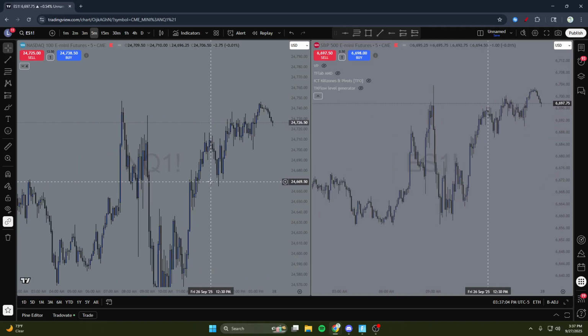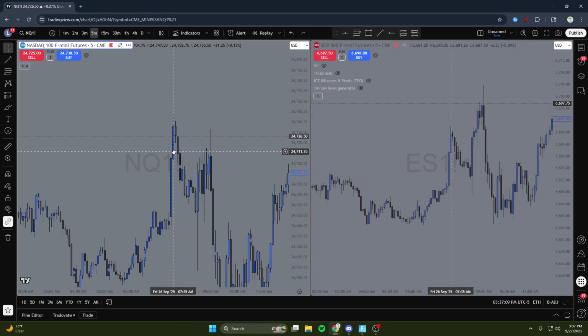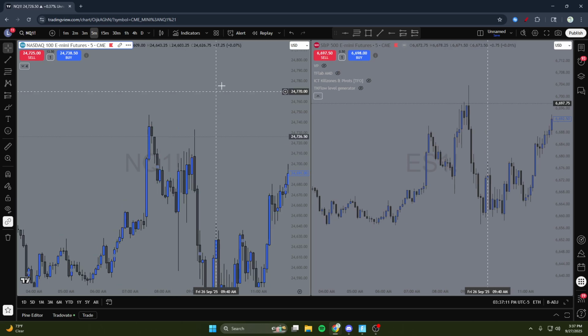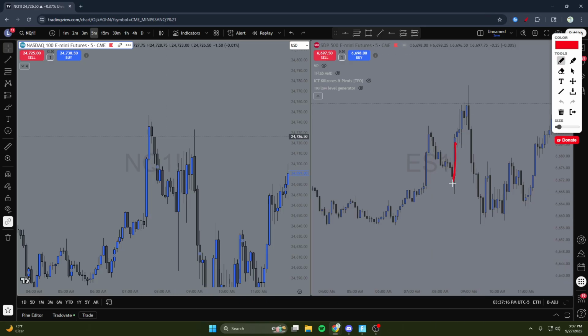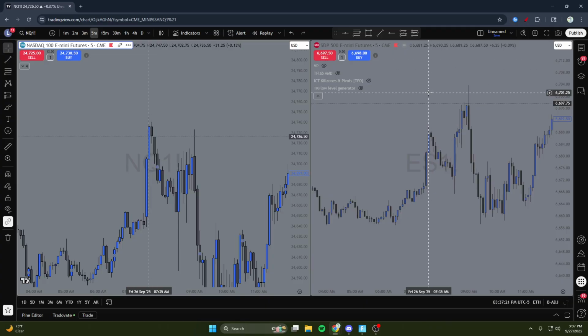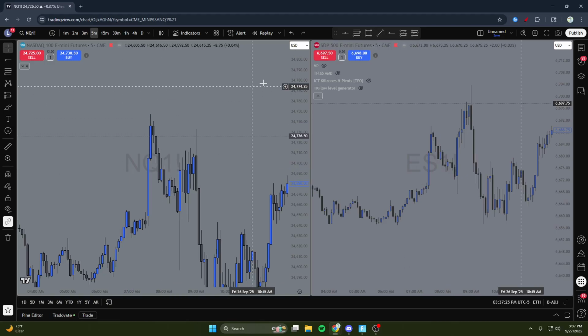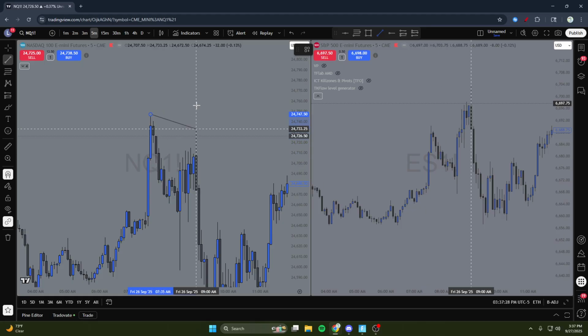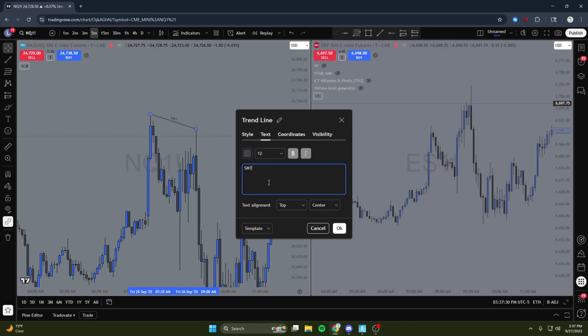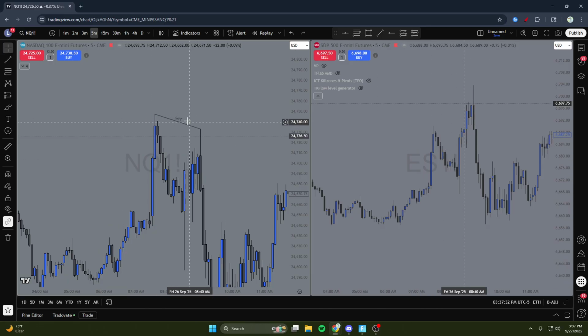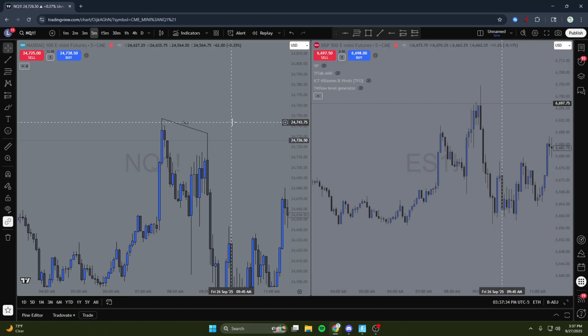NQ and ES move pretty similarly, but sometimes, like yesterday on market open, ES, as you can see right here, this is the market open candle, took out this high, and this high here was the 735 candle. NQ did not take out that high, so here we have an SMT between NQ and ES at the highs, or you could say we have an SMT at the highs if you mainly trade NQ.